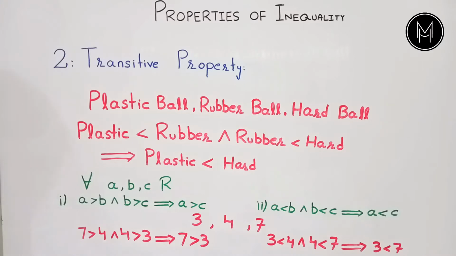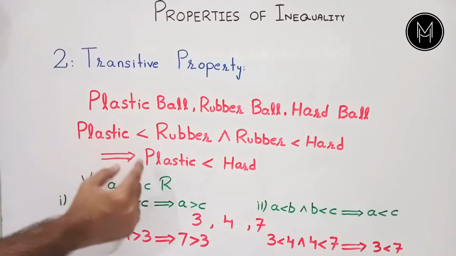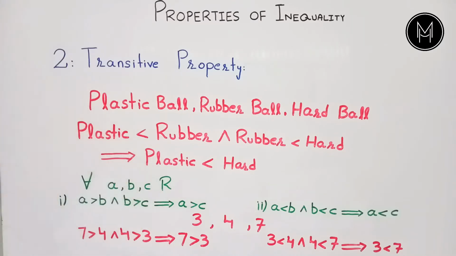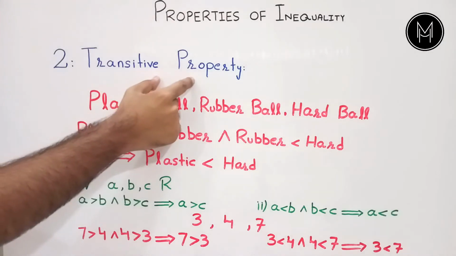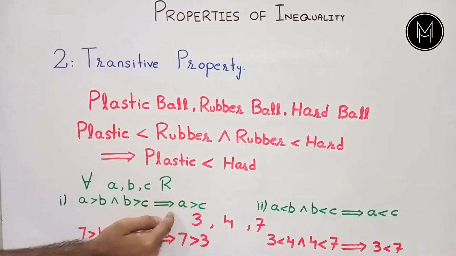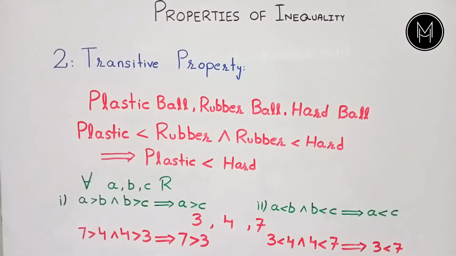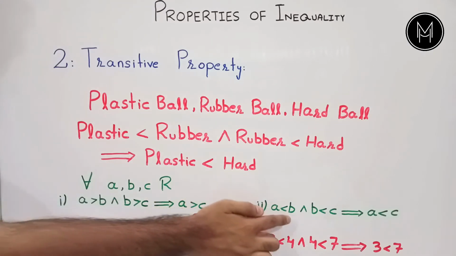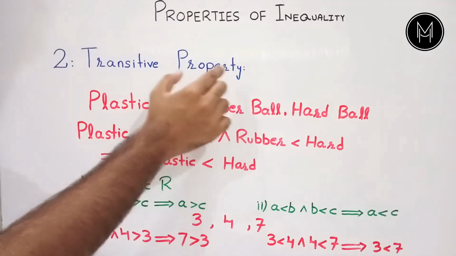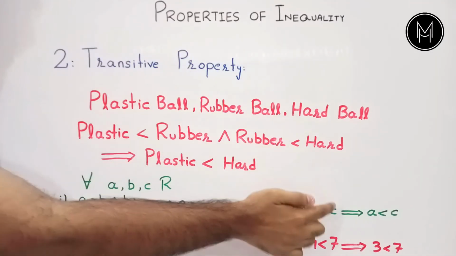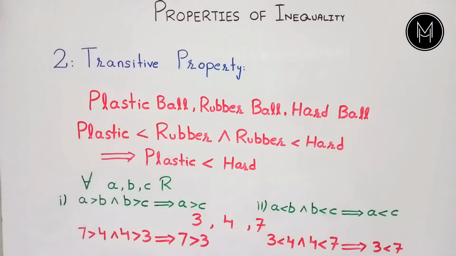For real numbers, this property says if we have three real numbers a, b and c, then if we say a is greater than b and b is greater than c, then according to the transitive property, we can also say a is also greater than c. And if we say a is less than b and b is less than c, then according to this property, we can also make the assumption that a is also less than c.